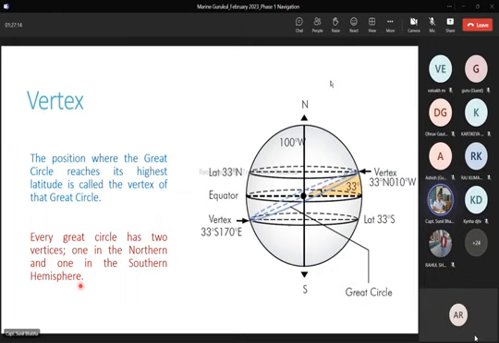Sir, why is 100° west mentioned in this slide? That's just an example which they have taken. Nothing else.